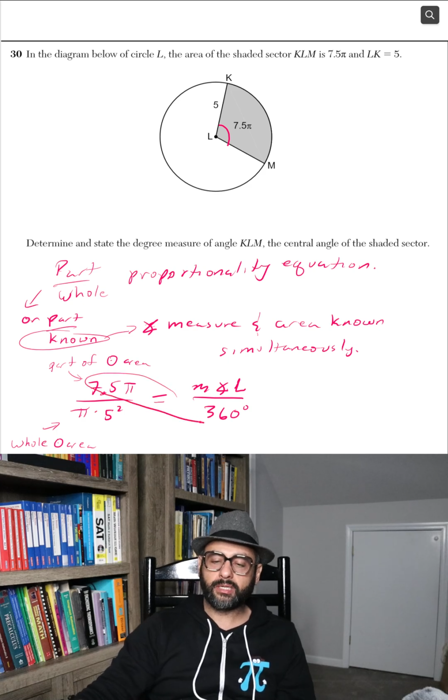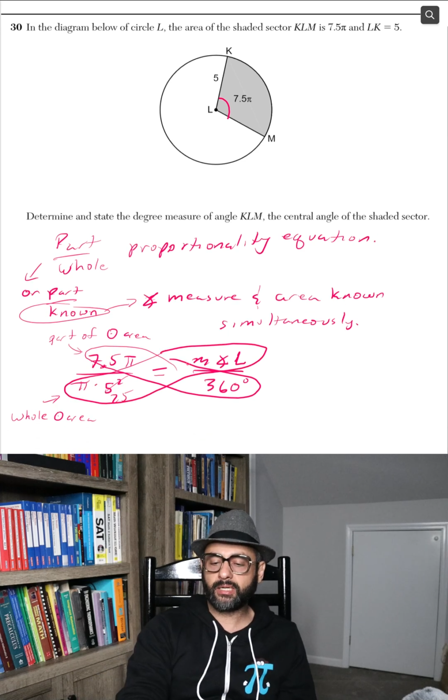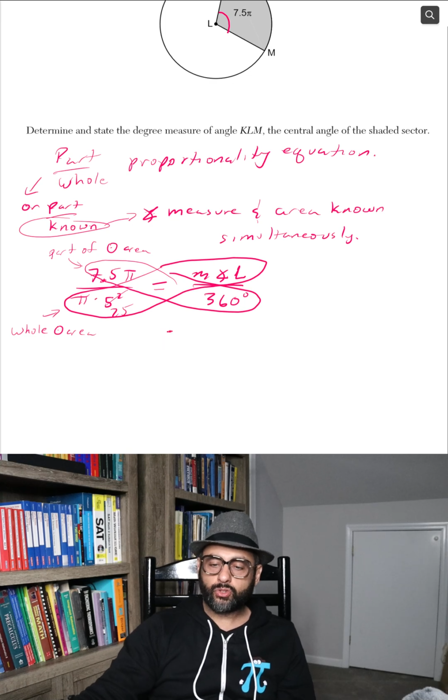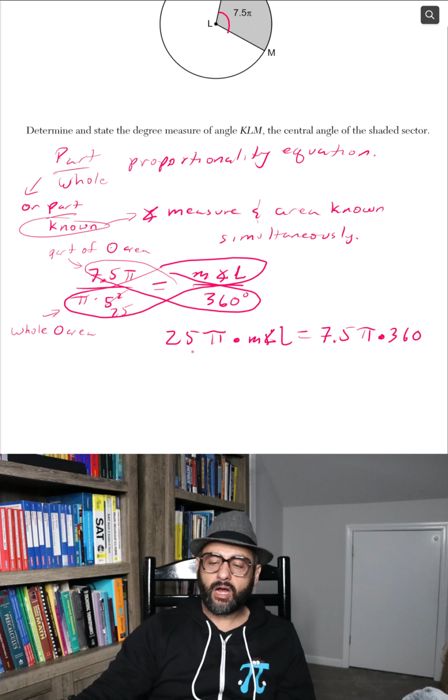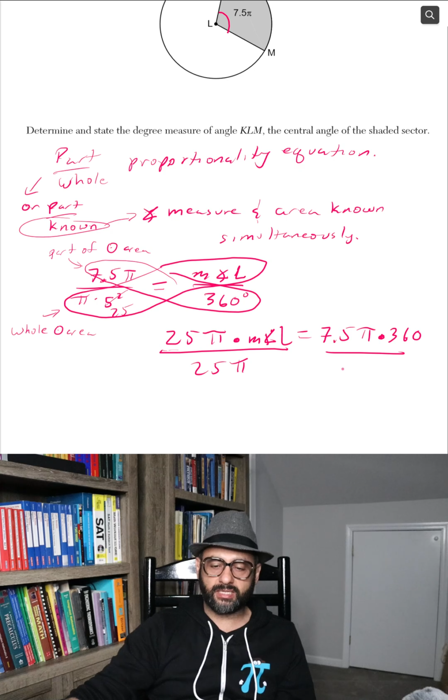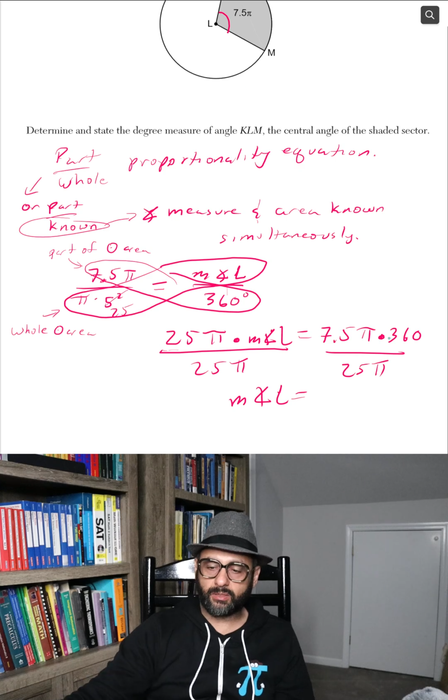So I'm going to cross multiply. Let's make that a 25 for the purposes of simplifying the cross multiplication. 25 pi in the denominator. So we got 25 pi times the measure of angle L is equal to 7.5 pi times 360. Now, before I even multiply, I'm going to divide by the 25 pi in case things get ugly, because then I'd get a decimal, and I don't want to get the decimal if it's not necessary. Divide by 25 pi, and so that I get the measure of angle L equals, let's see, there's some simplification that we could do. The pi's cancel.